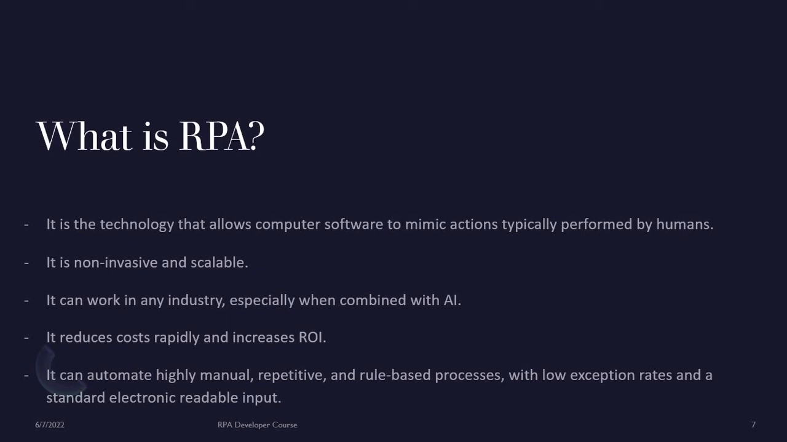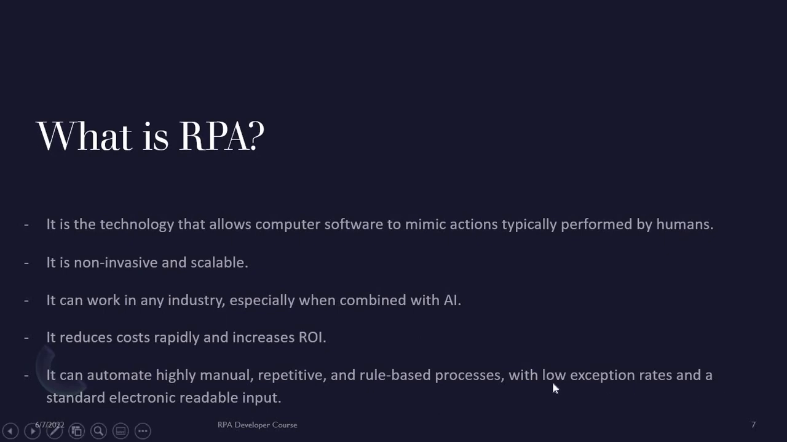Last point: which processes do we generally automate? We generally automate highly manual, repetitive processes, in the sense that the requests are many. Like if in a day you're getting 1,000 requests which have the same steps, and you automate that, you will get results from the next day itself. And there are very few errors.